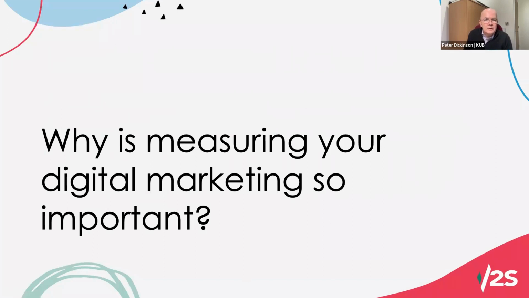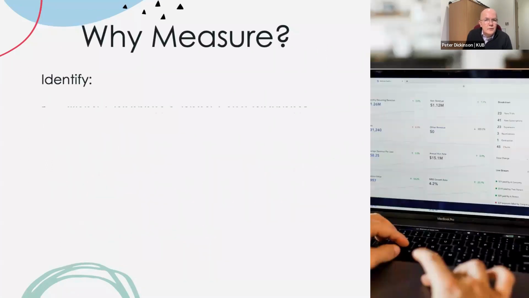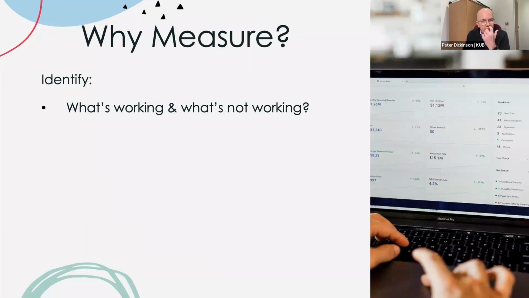So why is measuring your digital marketing so important? Well, we've got to identify what's working and what's not working. That's absolutely critical, because if things aren't working, you need to fix that. There's no point spending budget on stuff that doesn't work. You're looking for opportunities for improvement.